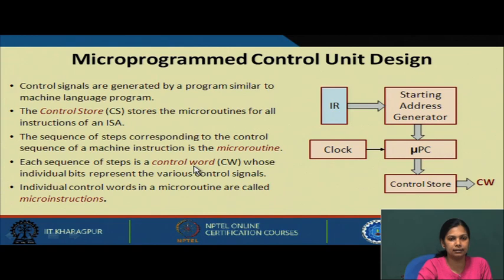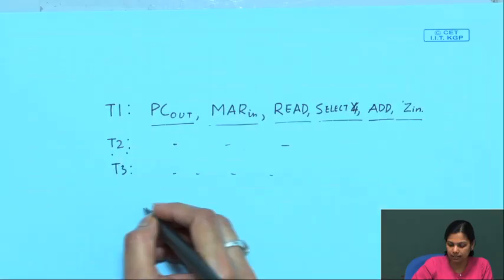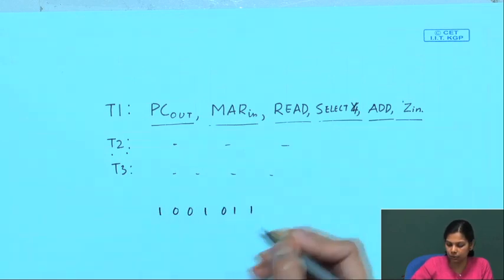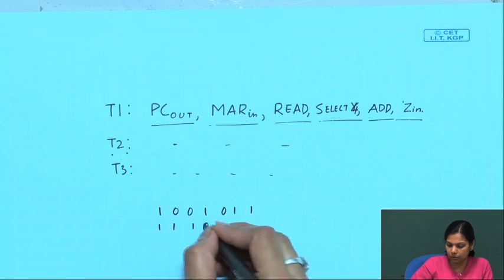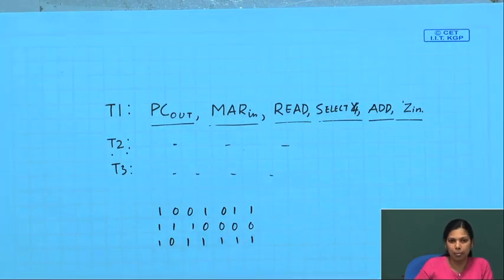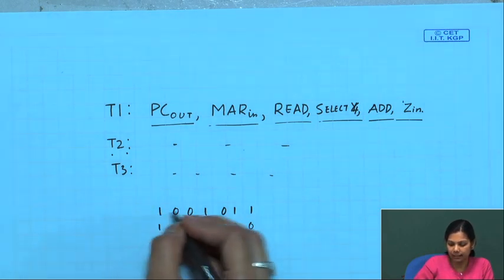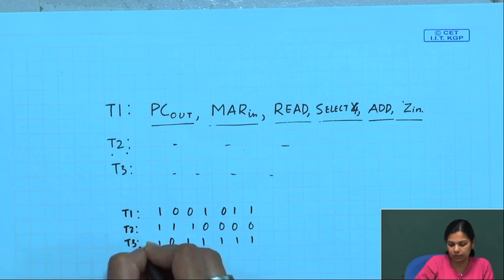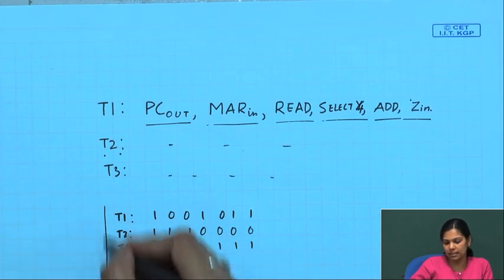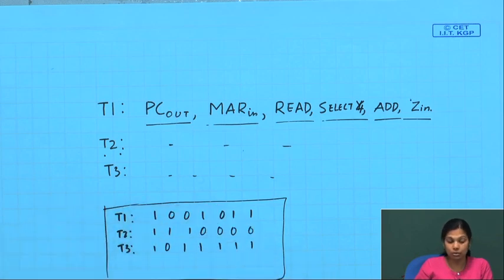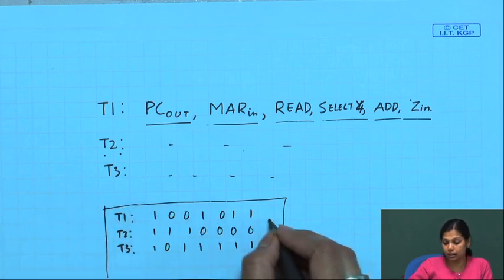So, the control store is a memory where we are storing many things. Let us say this is a control word, 1 0 0 1 0 1 0 1 1 1 0 0 0 0 1 0, something like this we have. Let us say this is step 1, this is step 2 and this is step 3. So, this is basically my control store, and what we are storing here? We are storing control words.